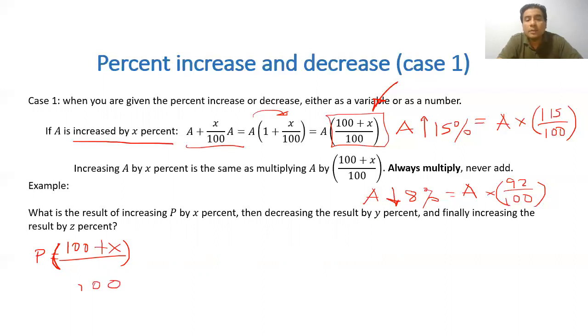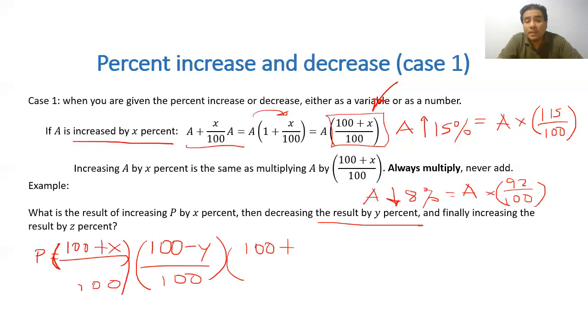Over 100 times, we need a decrease factor for Y%. So it's 100 minus Y over 100, and increasing again by Z% is multiplying by 100 plus Z over 100.